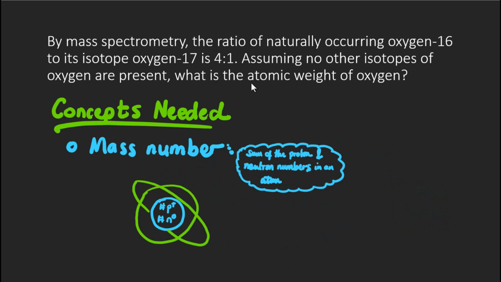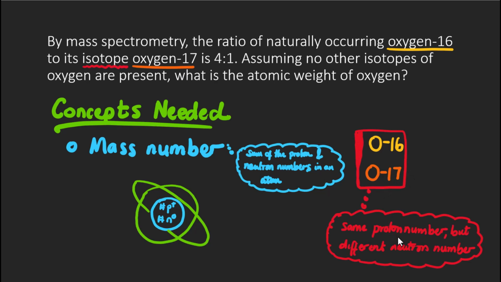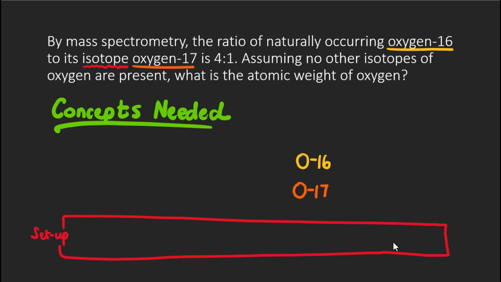Based on the question now, both oxygen-16 and oxygen-17 are isotopes of oxygen due to both having the same number of protons but different numbers of neutrons, as shown here to be 8 for the proton number, but for oxygen-16 its neutron number is 8, and for oxygen-17 it is 9. However, for the next concept, we will use the mass number for each isotope.